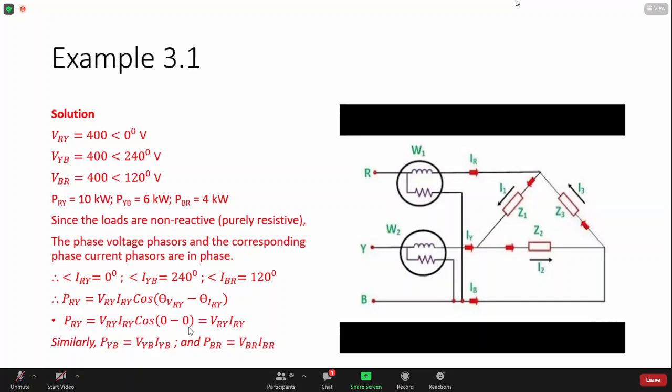So we have a formula for the non-reactive load in our red yellow phase. Similar equations can be written for the YB phase and the BR phase, because they are also purely resistive loads in those phases. Everybody clear? Yes, sir. Good. Conroy? Yes, sir.